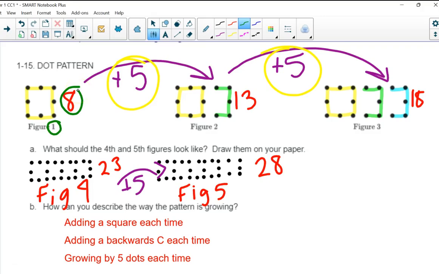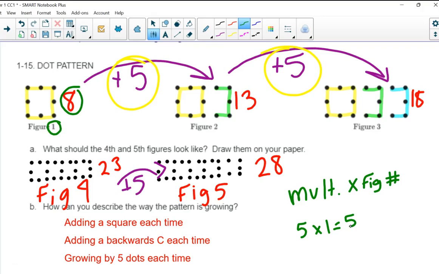When I say a multiplier, what I mean is you're going to take your growth number, or your multiplier, times the figure number. That's going to be our first step. Our multiplier is 5, going up by 5 each time. So let's look at figure 1. We take our multiplier and multiply it by our figure number. 5 times 1 is 5. Does that give us how many dots are in our pattern? No, because we have 8 dots.